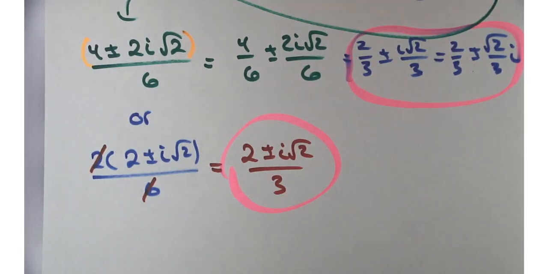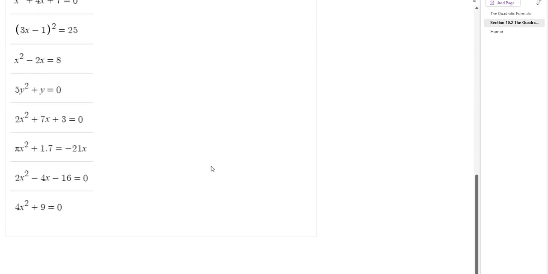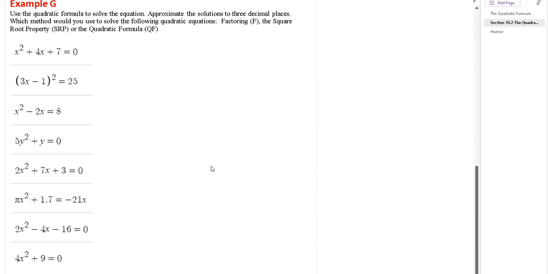There's one last thing I want to work on with you, and I'm going to give you a minute to think about it for yourselves. Think about this with a neighbor. So here's some quadratic equations. Now, the problem is not going to be to solve it. The problem is going to be, how would you solve it? I'll give you 3 different choices.